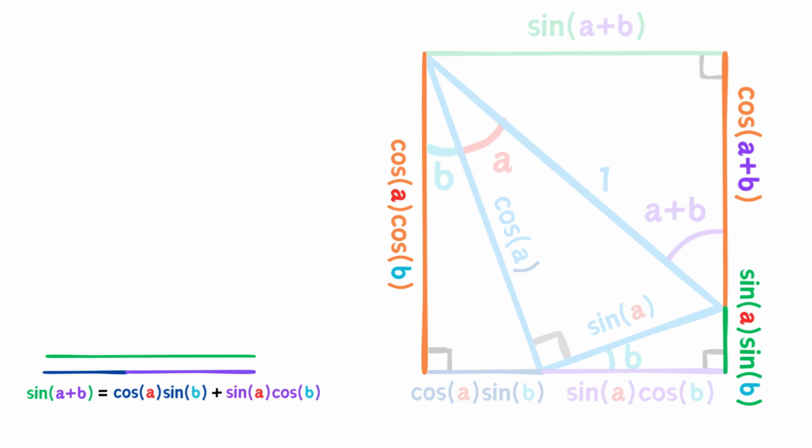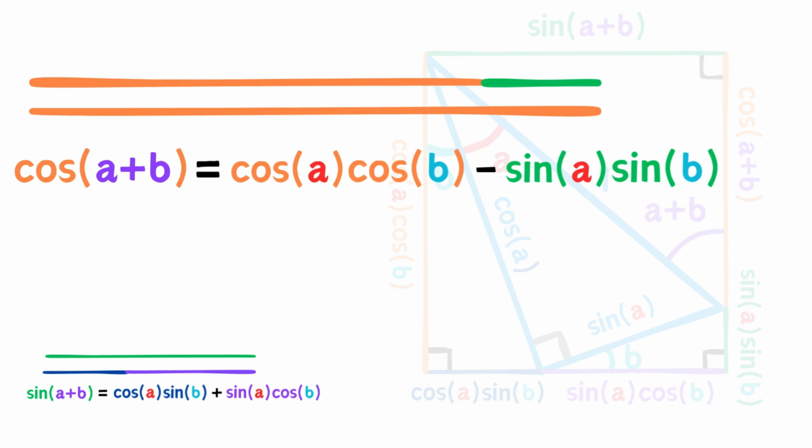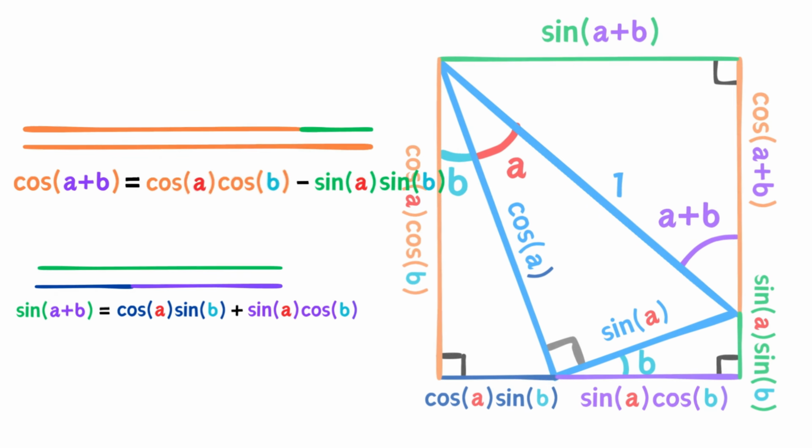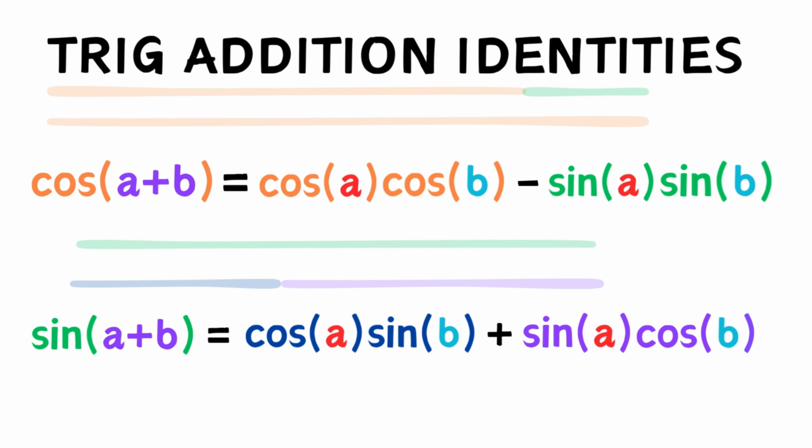Now, what about cosine of A plus B? Notice that that is this length over here. To find that, we can subtract sine of A times sine of B from cosine of A times cosine of B. And boom, just like that, you have both addition identities. Was that cool or what?